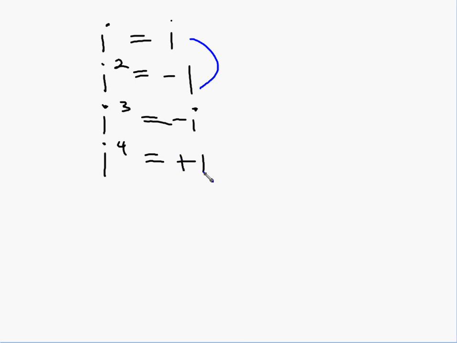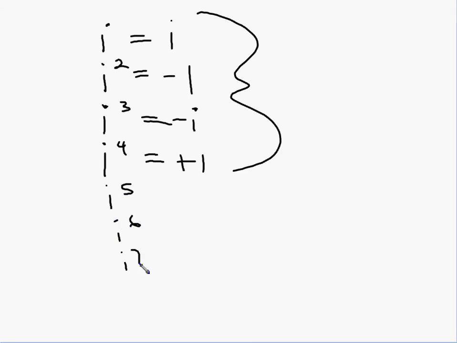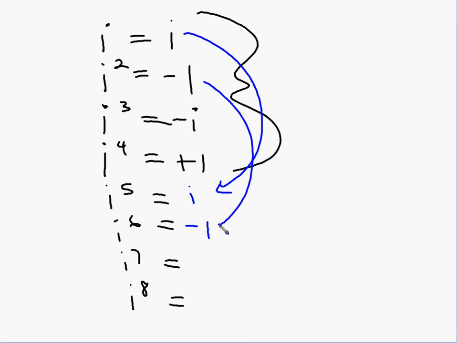Now, guess what? This pattern repeats itself forever. Okay, you may have seen this before. So if I were to keep going here with these, I would just recopy. It just repeats itself. This will come down here. That'll be i. Then this will be negative 1. That comes down here. And this will be negative i. And this will be back to positive 1.